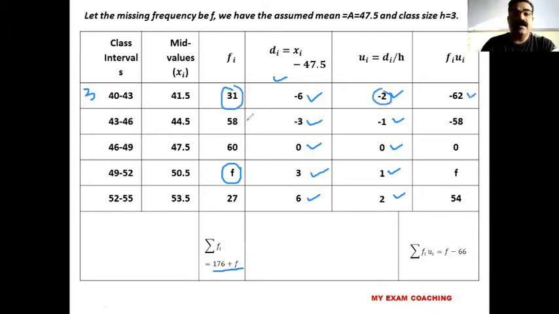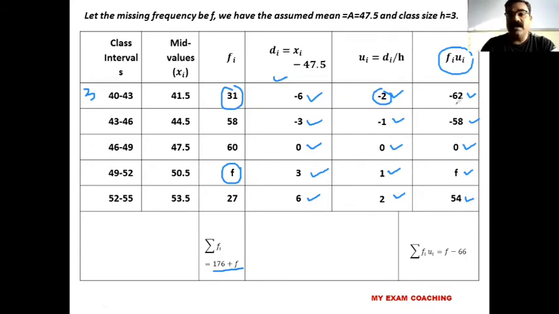Similarly, minus 1 and 58, minus 58. 0 multiplied by 60, we got 0. And 1 multiplied by f, we got f. And this f frequency is what we need to find out. And 2 multiplied by 27, we got 54. So total of this column, sigma fiui, we got f minus 66.